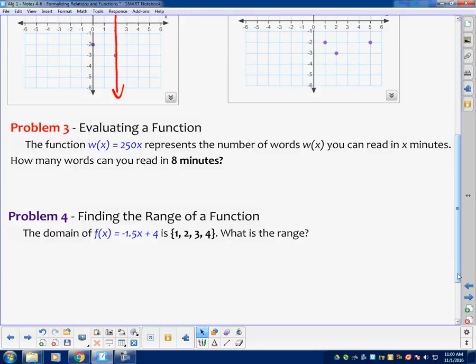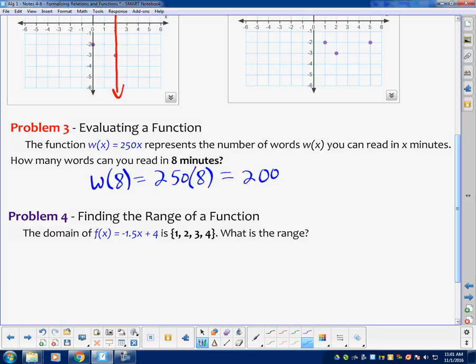All right, evaluating a function. It says the function w of x equals 250x represents the number of words you can read in x minutes. How many words can you read in 8 minutes? This is an example of w represents words. X is the time, so we're asking for w of 8, which is 250 times 8. And we just do the multiplication. That's 1,600 and 400. That's 2,000. In 8 minutes, you can read 2,000 words.